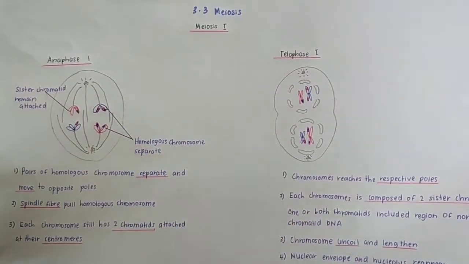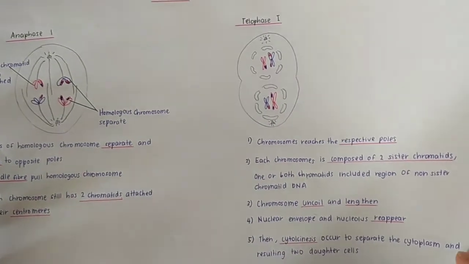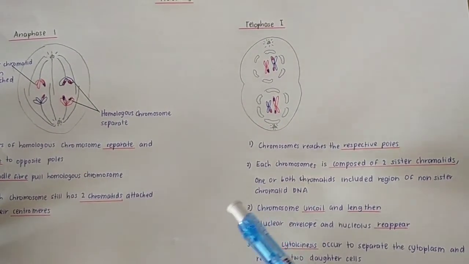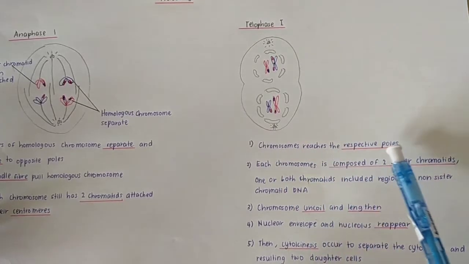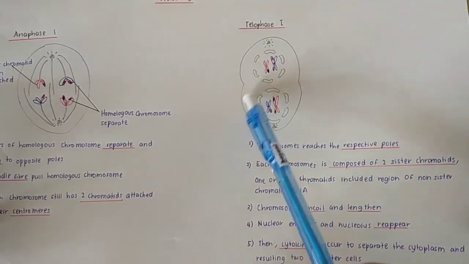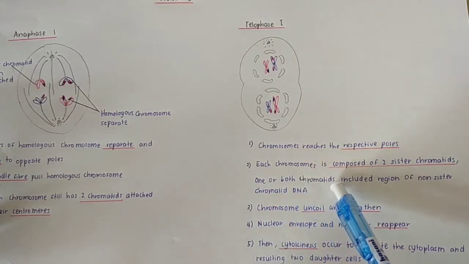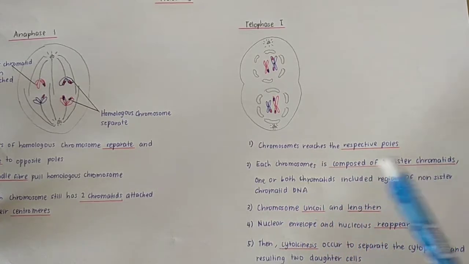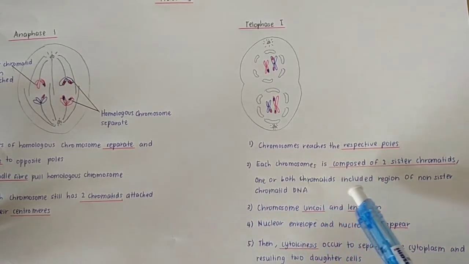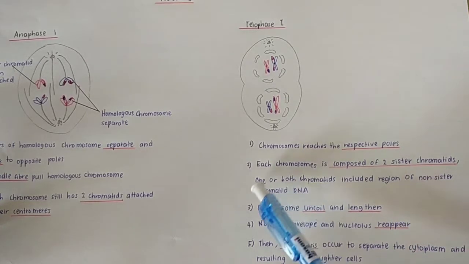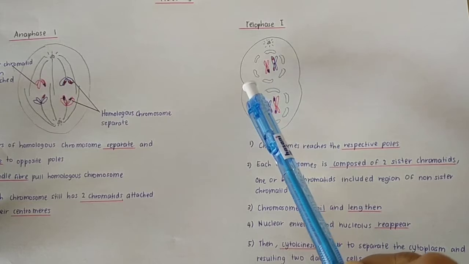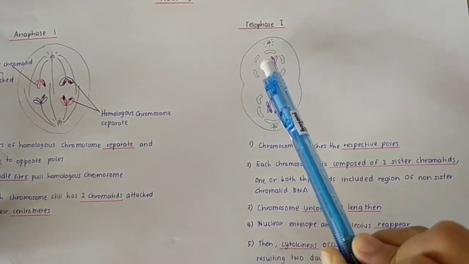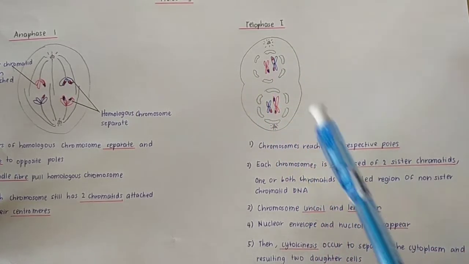Alright, and then next we proceed to Telophase One. Okay, so what happened during Telophase 1? So if you look at here, chromosome reach the respective poles like this. Okay, and then each chromosome is composed of two sister chromatids. One or both chromatids include region of non-sister chromatid DNA. Okay, so if you look at the structure of the chromosome here, okay, so the appearance of the chromosome is composed of two sister chromatid.